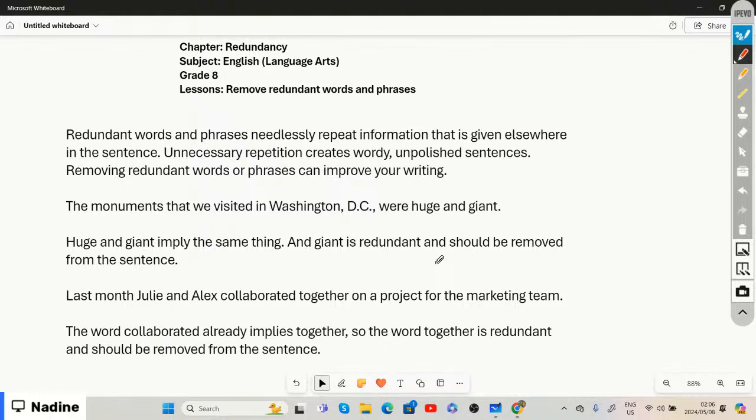So redundant words as well as phrases repeat information that is given elsewhere within the sentence. But also, unnecessary repetition creates wordy, unpolished sentences.